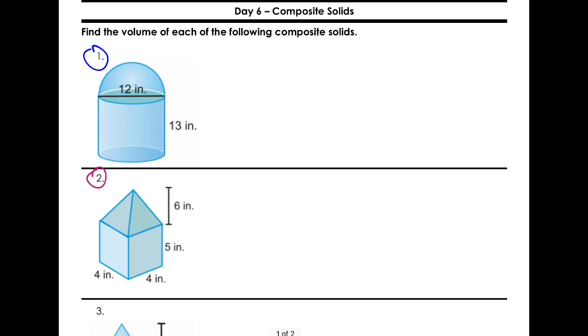For number 2, you should first identify what two figures you have. On the top, you should notice that is a pyramid. And on the bottom, you should notice you have a rectangular prism. Alright, so we have to find the volume of each individual figure and add them together. For the pyramid, we look at the volume formulas, and we should see that it's 1/3 big B times H.